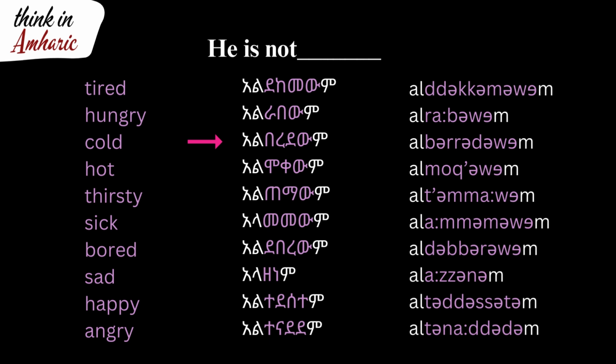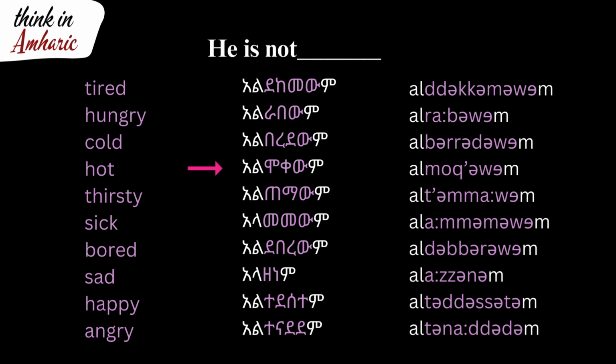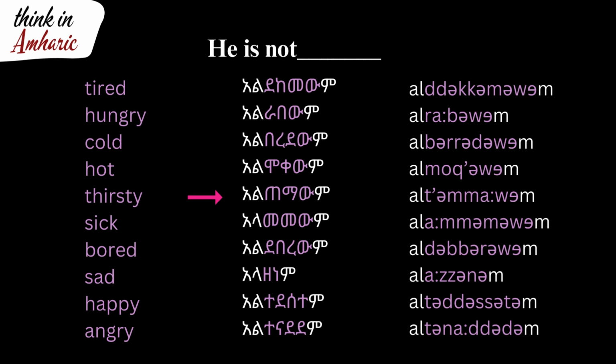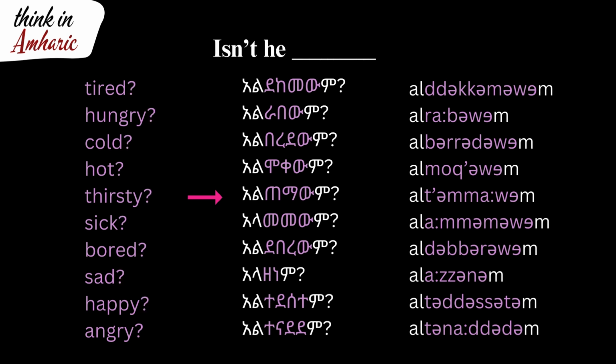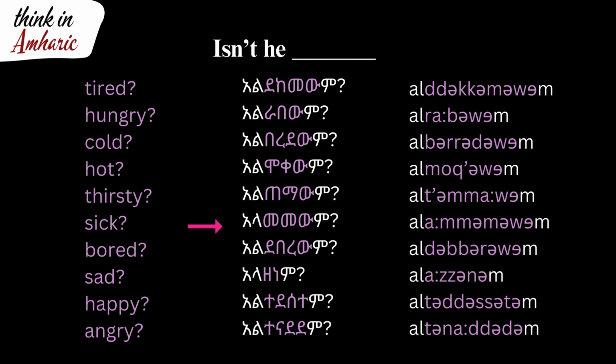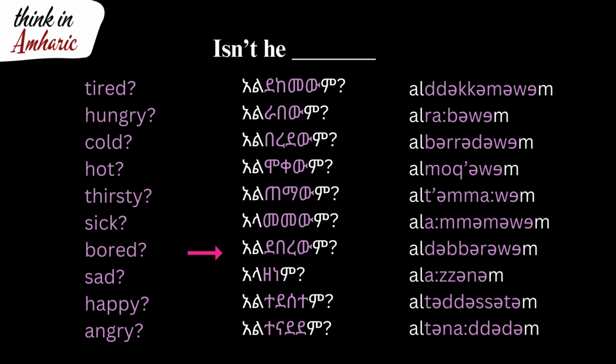He's not cold. አልበረደውም። Isn't he cold? He's not hot. አልሞቀውም። Isn't he hot? He's not thirsty. አልጠማውም። Isn't he thirsty? He's not sick. አላመመውም። Isn't he sick? He's not bored. አልደበረውም። Isn't he bored?